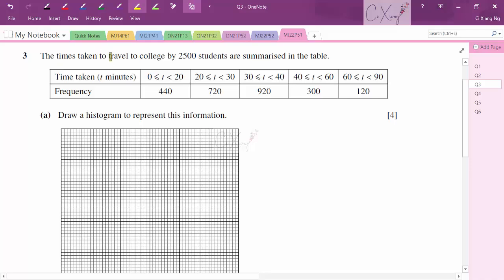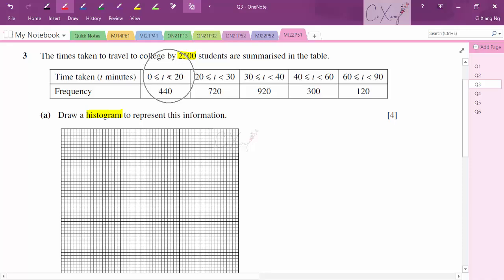The times taken to travel to college by 2,500 students are summarized in the table, right? So we are having the time interval and then we are having the frequency. Okay, so for first part A, they want us to draw a histogram to represent this information. All right, so first of all, before you draw the histogram, let's have a look for the interval, time interval.